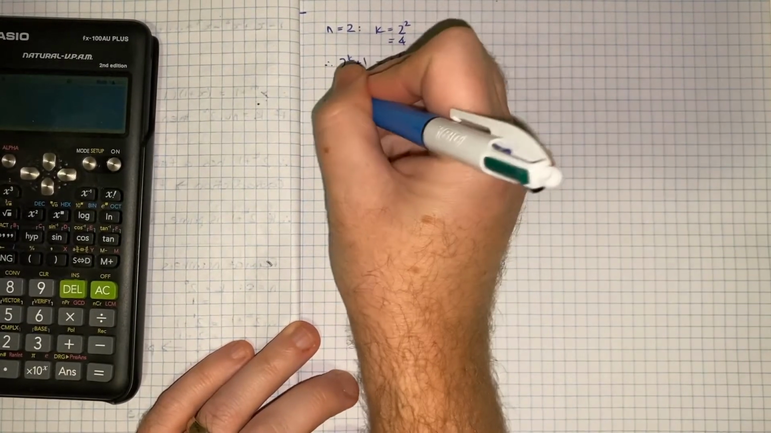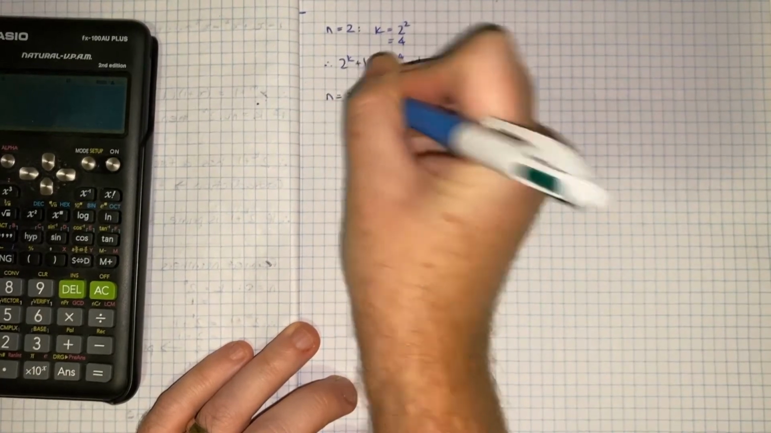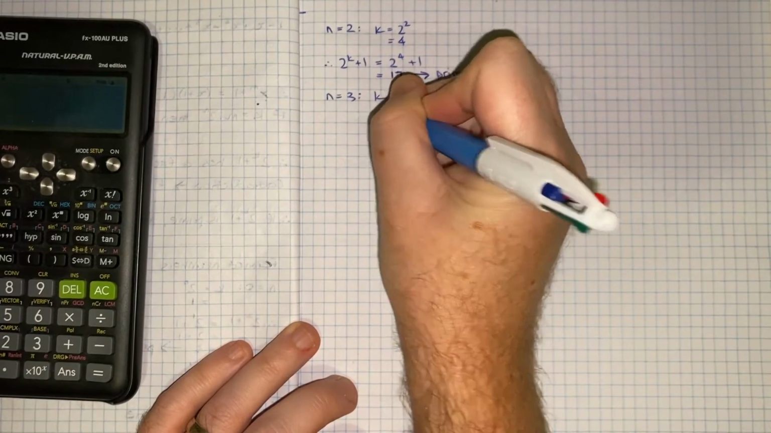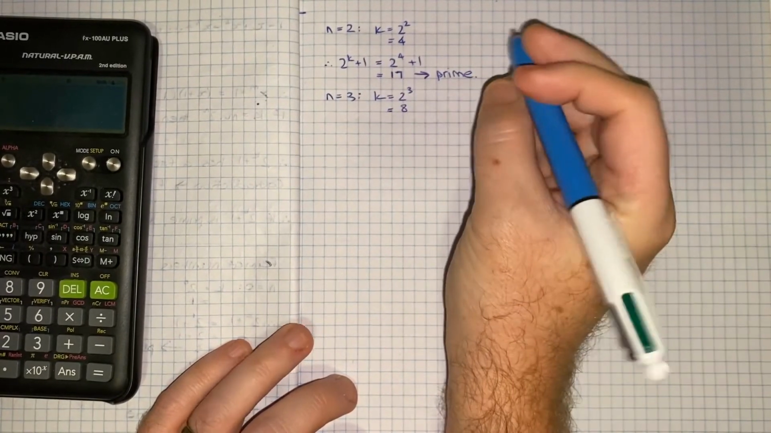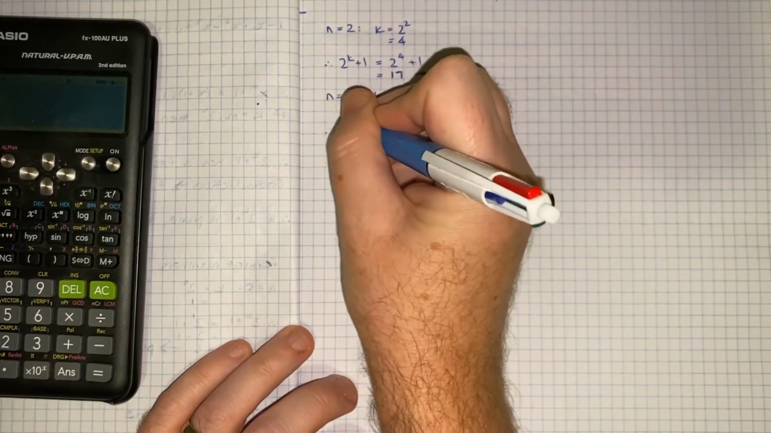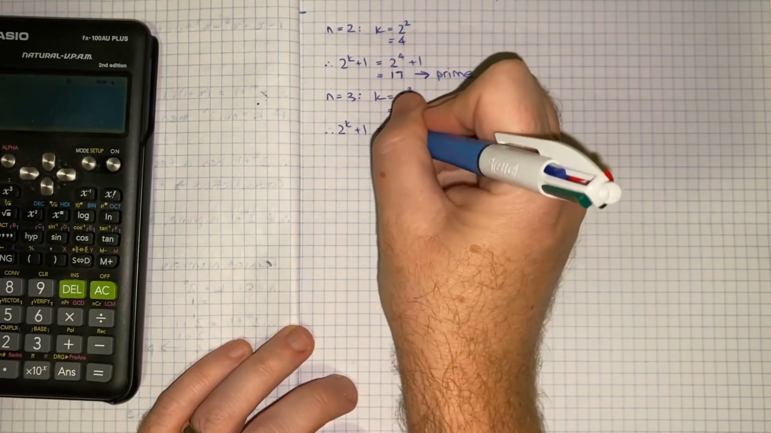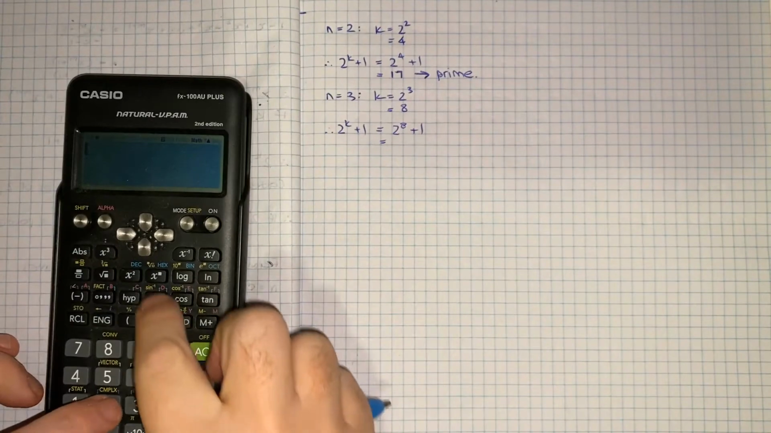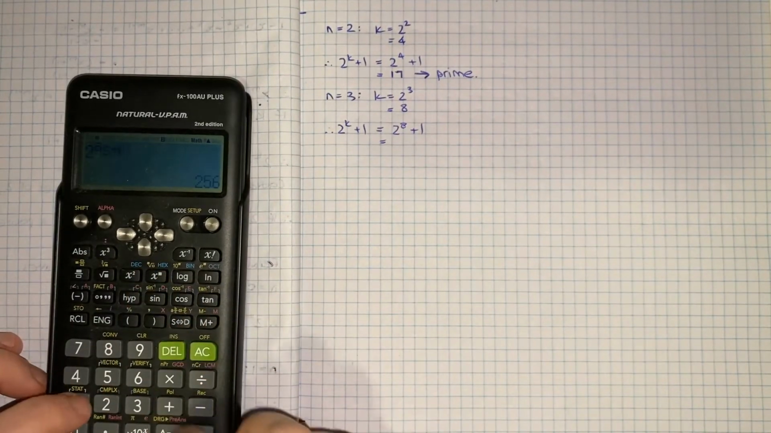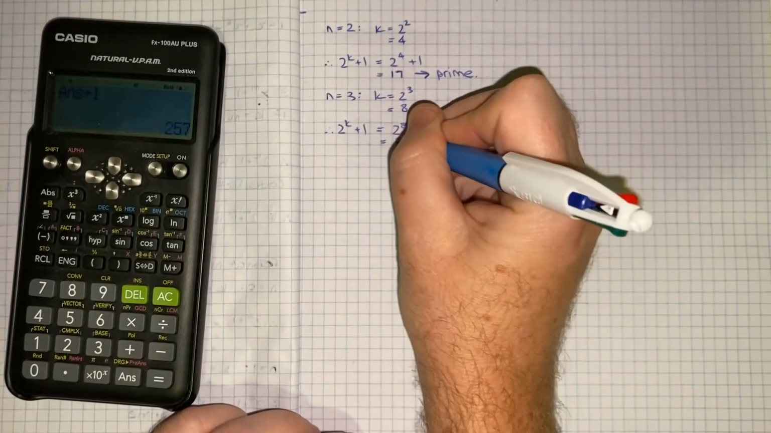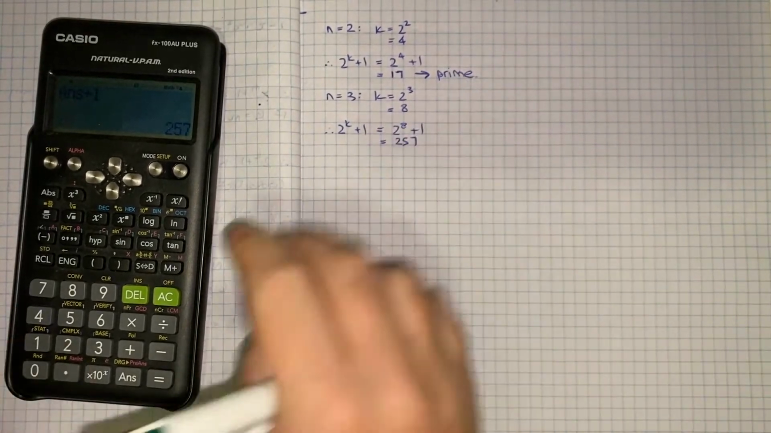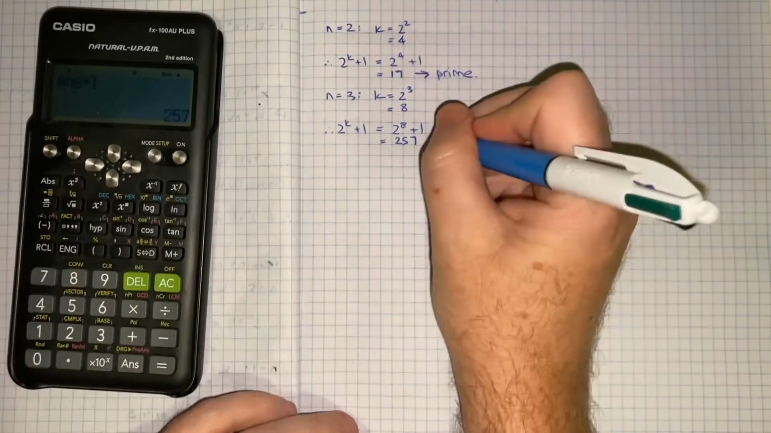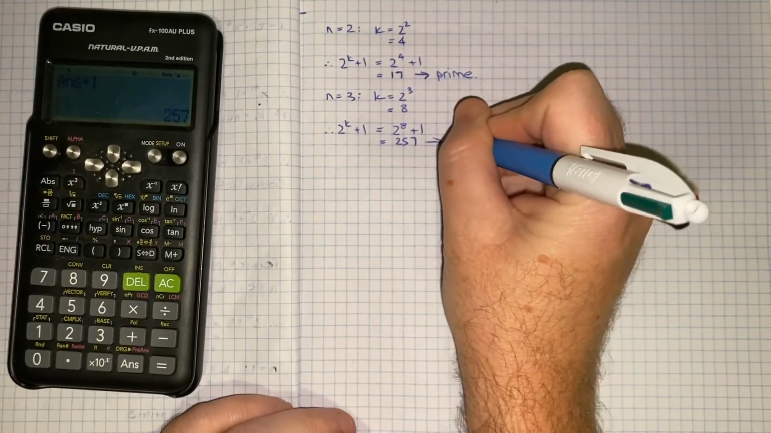So let's keep going. Let's take a look at n equal to 3. So k would be equal to 2 cubed, which is 8. Therefore 2^k + 1 would be 2^8 + 1, and that I definitely will need help with. 2^8 + 1 is 257. And again, let's see if there are any factors. No factors, so 257 is prime.